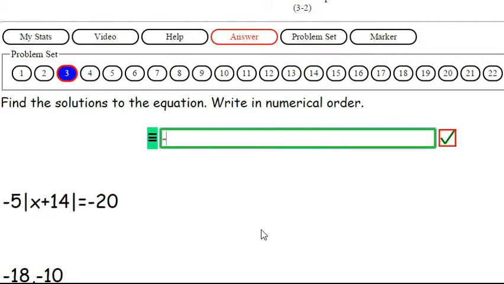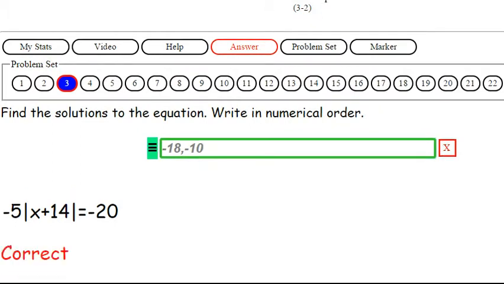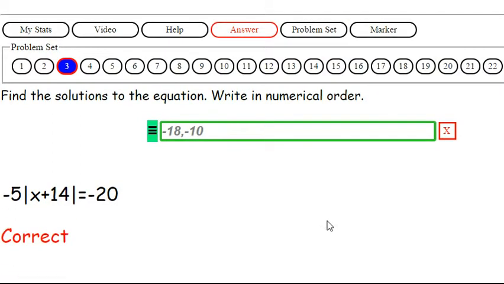Let's make sure the checkbox is programmed correctly. Whoa, I about made a mistake. Don't want to do that. Correct. Okay. So there you go.